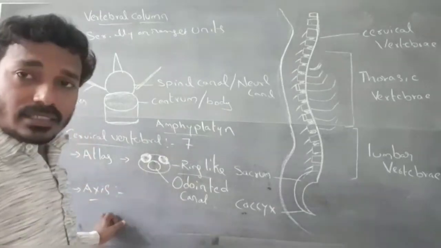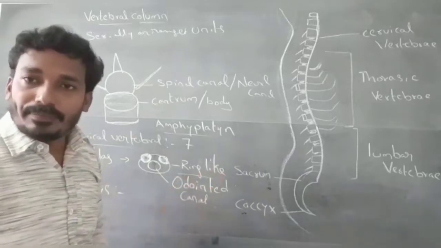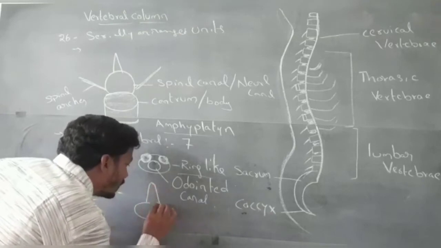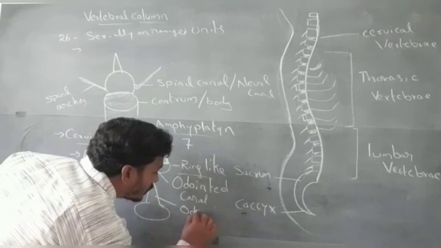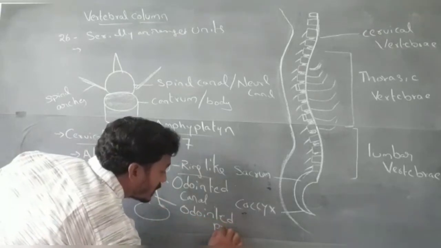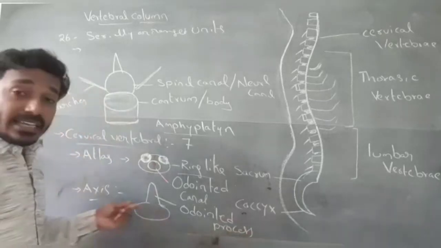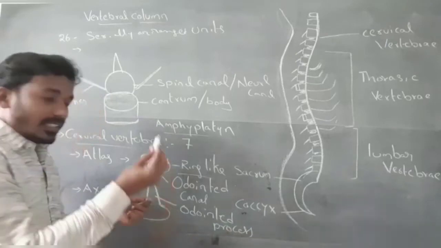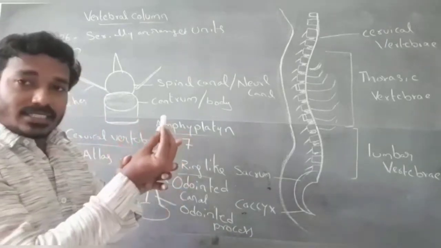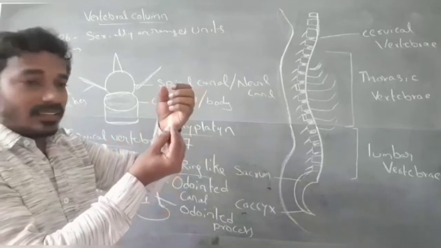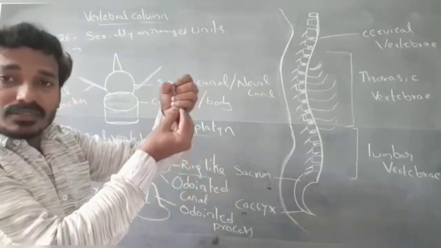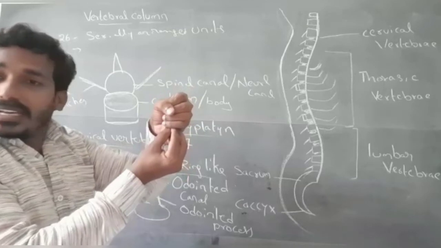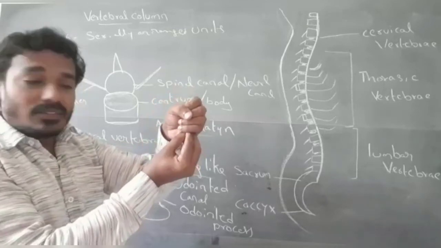Next, the axis. The axis is the second cervical vertebra. The axis has the odontoid process. This is the odontoid process. It is the axis. This is the atlas, with the odontoid canal. The odontoid process fits into the odontoid canal. So the neck is freely movable.